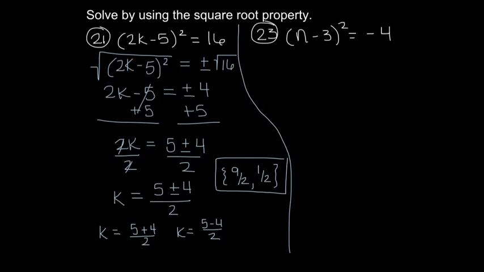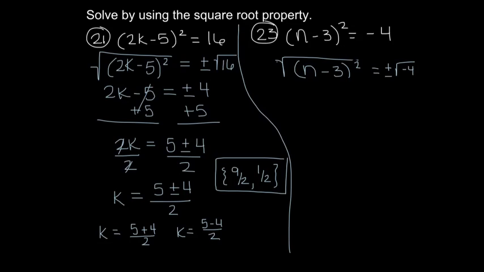Again, the same ideas for number 23. I have the entire side of the equation is being squared. So to solve it, I can take the square root of both sides. That gives me the square root of the quantity n minus 3 squared. Whoops. I said squared, I wrote cubed. Try that again. The square root of n minus 3 quantity squared equals plus or minus the square root of negative 4.